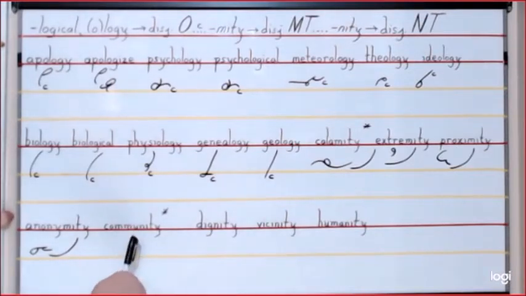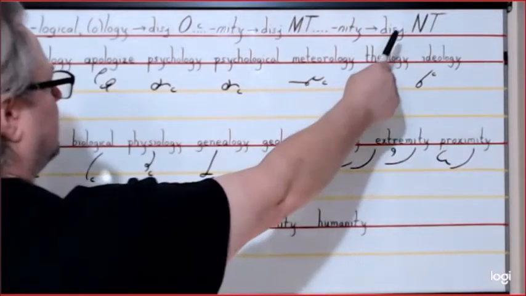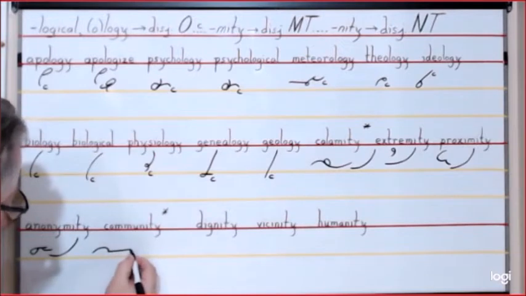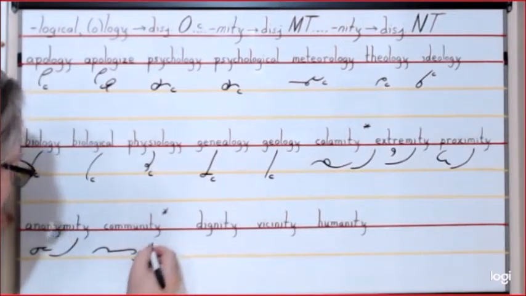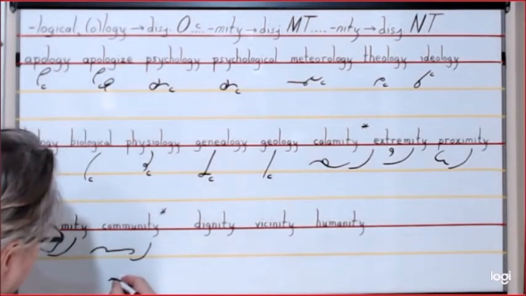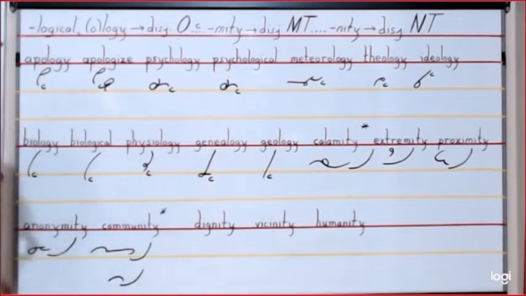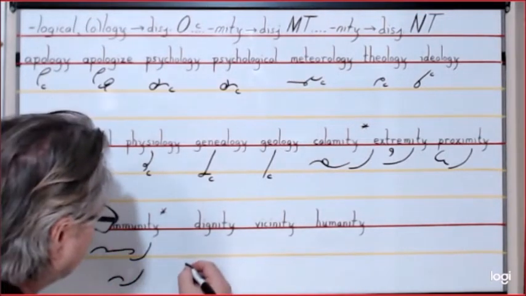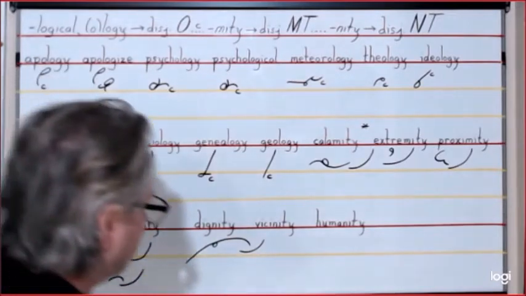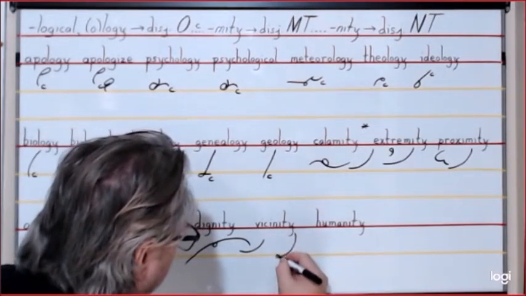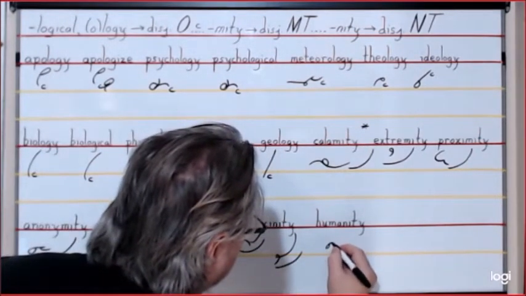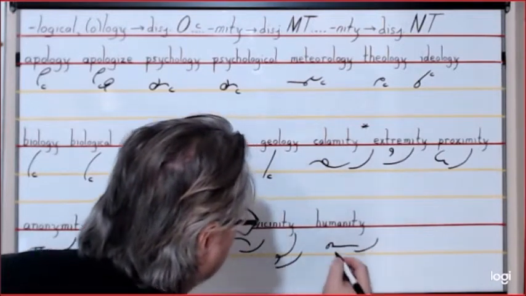And then for the suffix NITY, we'll use a disjoined NT stroke. So for community, it is K, M, U, and then an NT stroke. Now you can also shorten the word community by writing a K and then an NT stroke. For the word dignity, it is D, E, G, and then an NT stroke. Vicinity is a V, E, S, NT stroke. And then finally, humanity is an E, U, M, NT stroke, and then a dot for the H, of course.